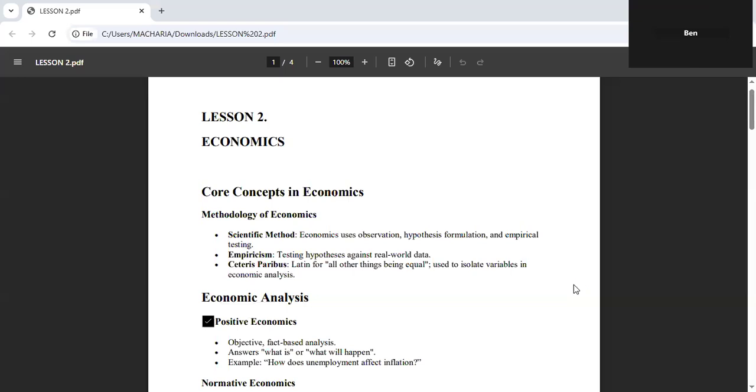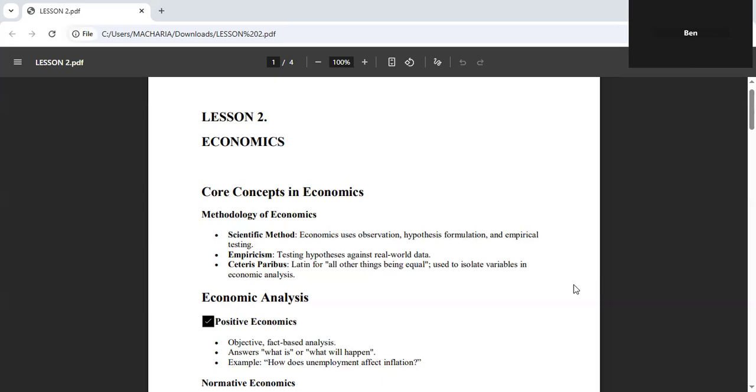Just to catch up with what we did last time, we mentioned that this course of economics is divided into two areas. That is microeconomics, the economics of a single entity, an individual or a business enterprise. And we have the macroeconomy. This is the economics of an expanded entity like a country, a region, or even a continent.